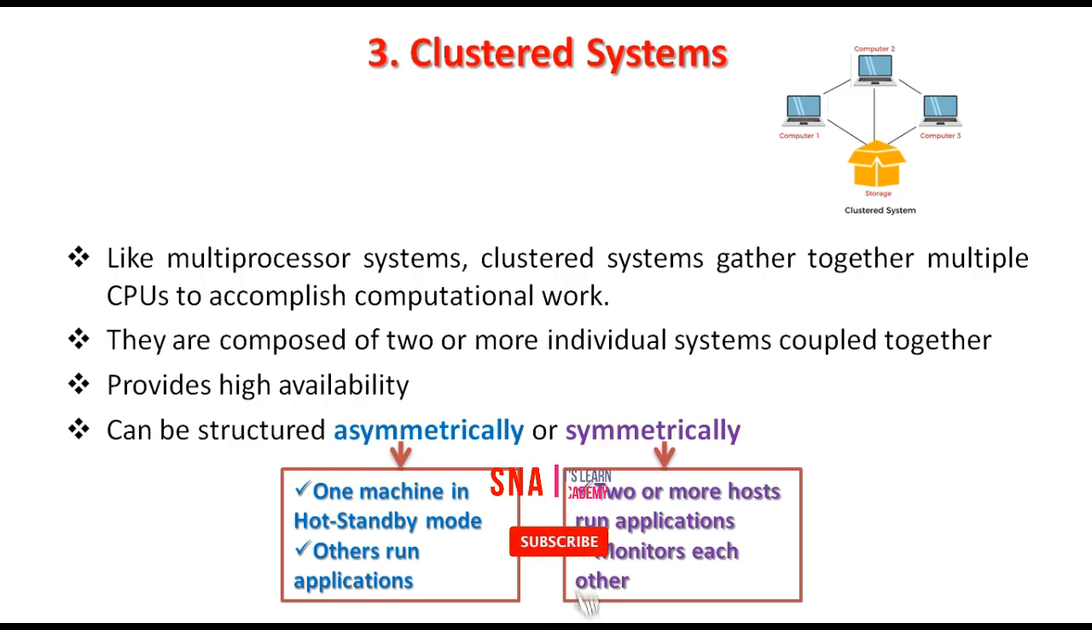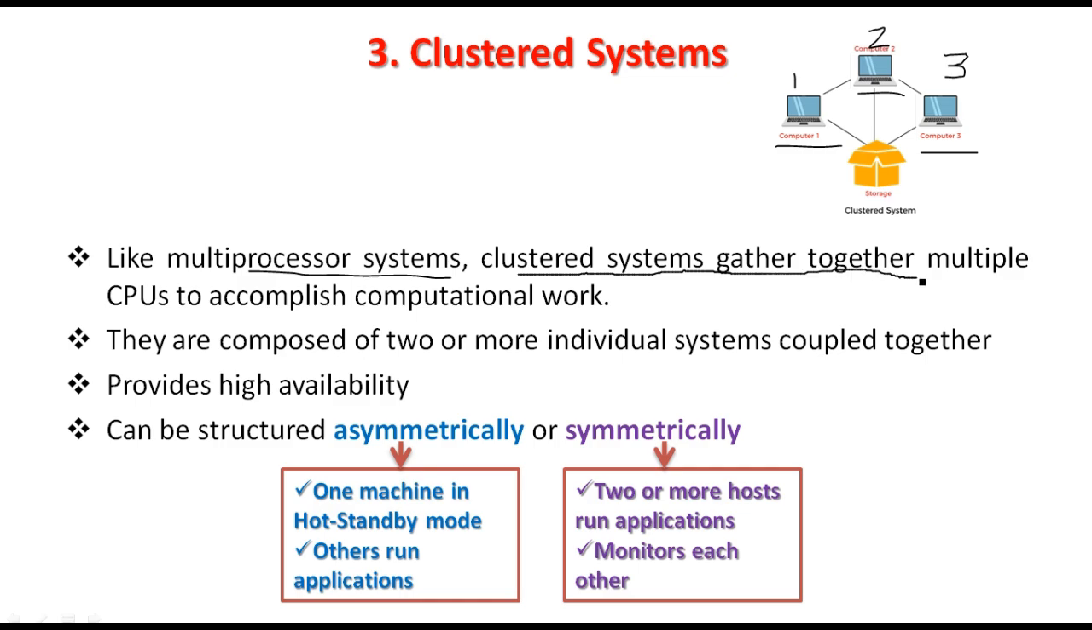Multiple CPUs, you can see in the figure: there is computer 1, computer 2 and computer 3, right? So computer 1 has a CPU, this one has a CPU, say number 2, this is number 3. Like this we have gathered all three CPUs together, right? A multiprocessor system has multiple processors in a single system, whereas the cluster system gathers together multiple CPUs to accomplish the computational work, like a multiprocessor system.